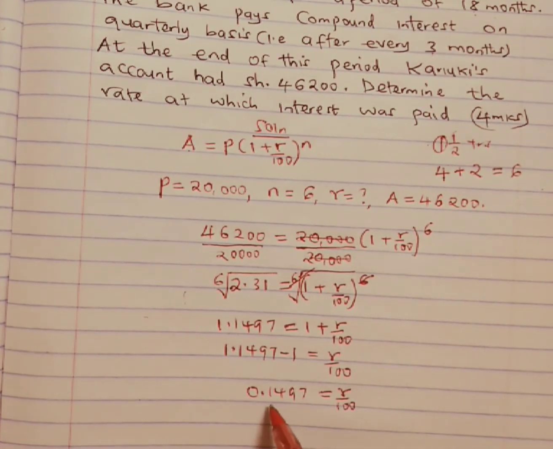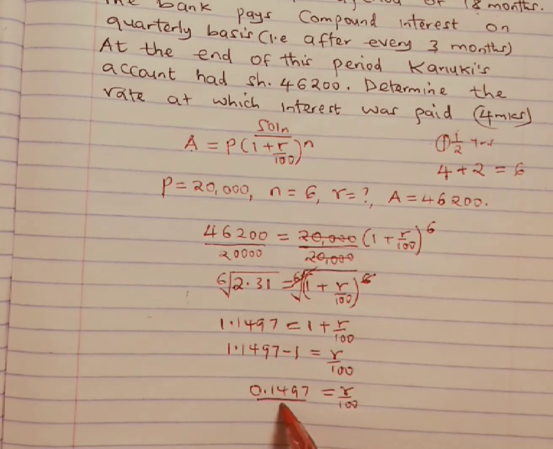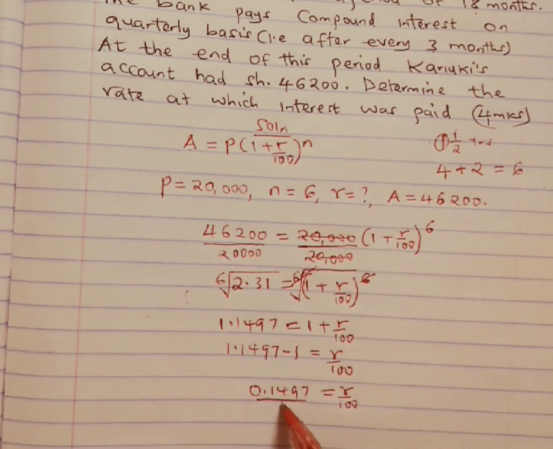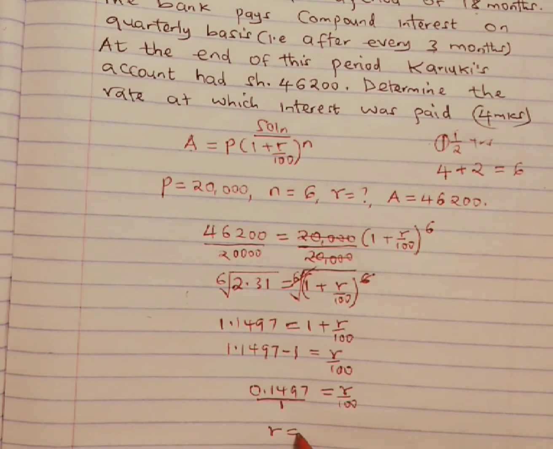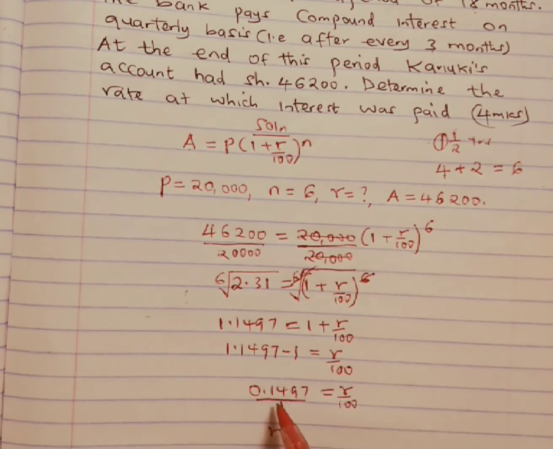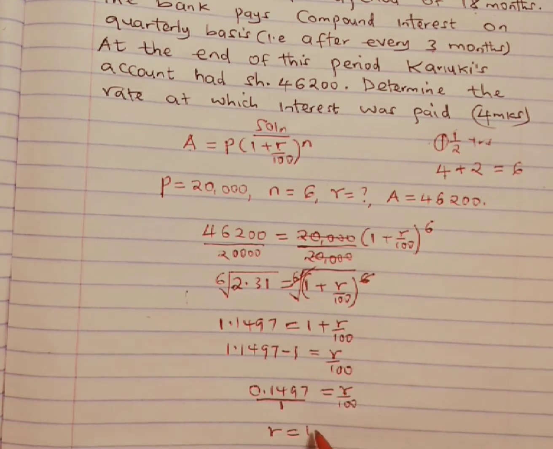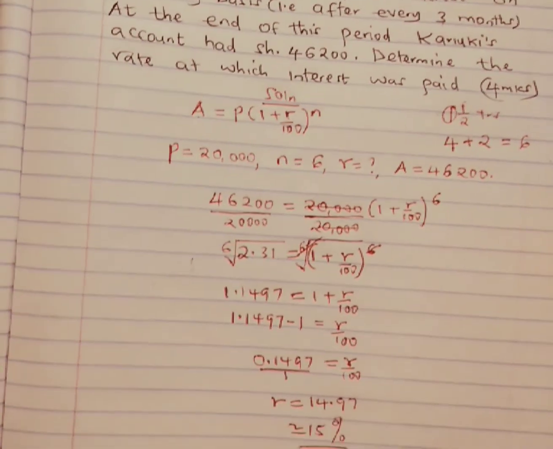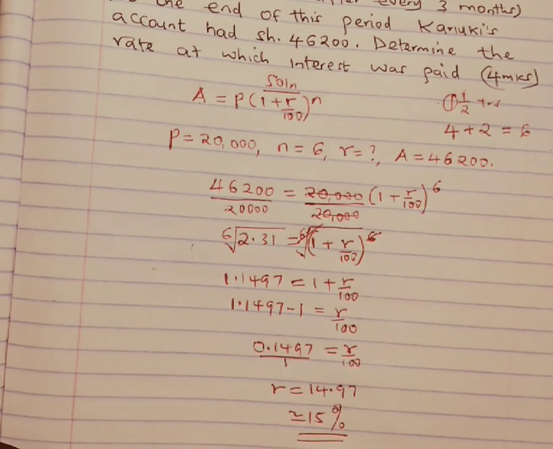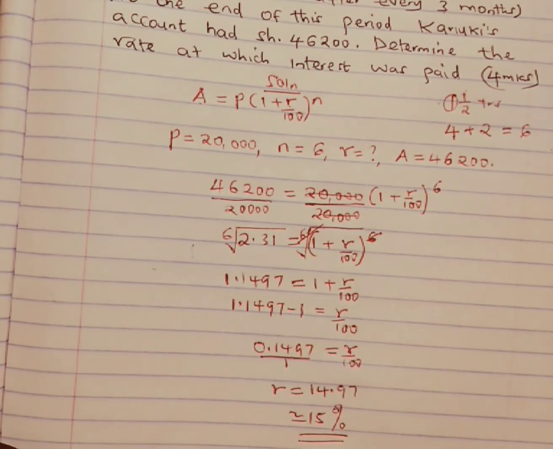We can rationalize this decimal by writing it over 1, and then we cross multiply such that 1 times r will give us r, and this one is going to be equal to 100 times 0.1497, which is going to be 14.97%, which is approximately 15% to the nearest whole number.